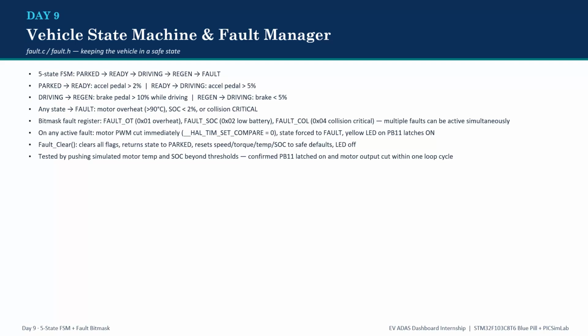I tested this by injecting a simulated motor temperature and battery SOC beyond their threshold, and confirmed that the PB11 fault LED turned on, and the motor PWM was cut within a single control loop cycle. There is also a fault clear function that resets all the flags, restores saved default values, and returns the vehicle to the parked state. On day 10, I built a UART command shell.